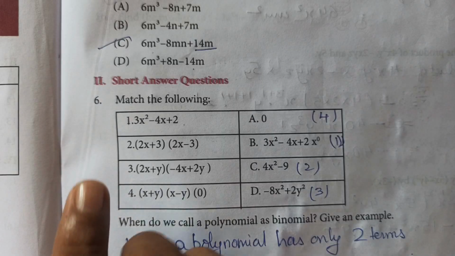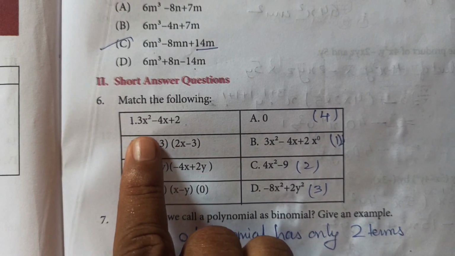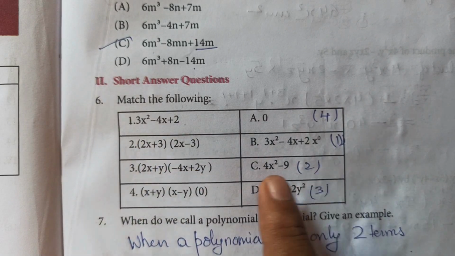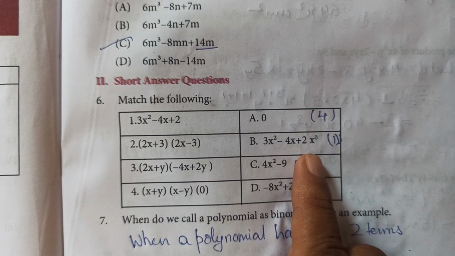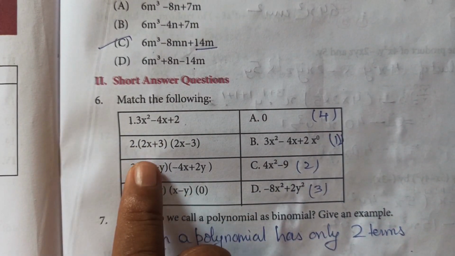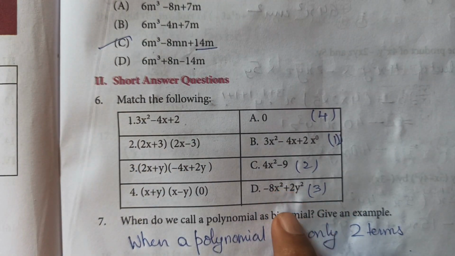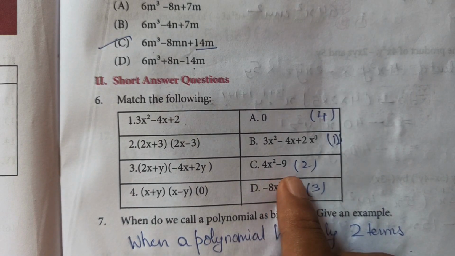Next we are coming to match the following. So as you can see, this is 3x square, 4x minus 4x. So this is 3x square minus 4x, x power 0. So same question. So 2x plus 3 into 2x minus 3, use the a square minus b square formula. So a plus b, a minus b. So that is 4x square minus 9.